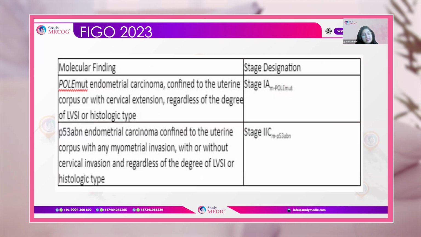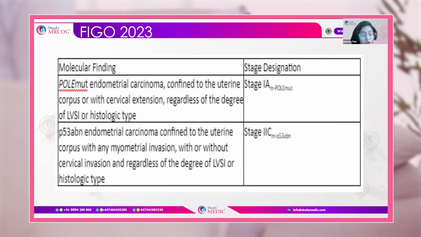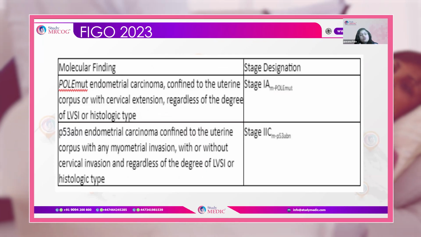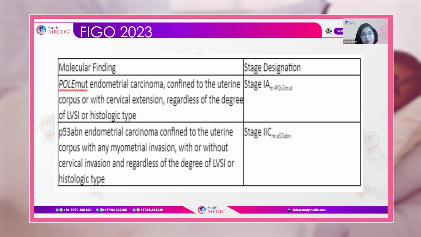Now, how does the molecular staging affect the staging? In case you know the molecular classification, in case it is POLE mutated, the tumor is actually downgraded.